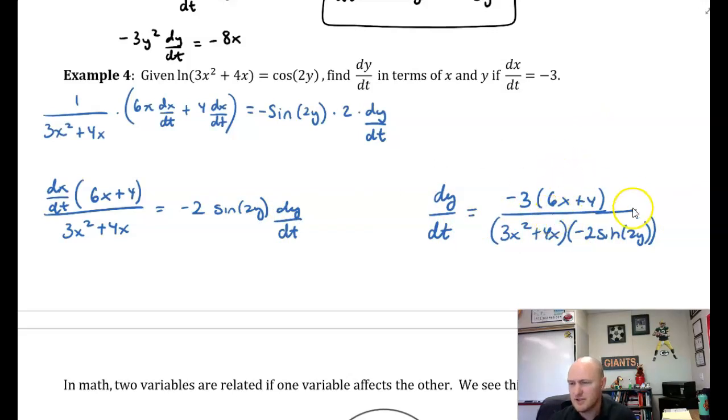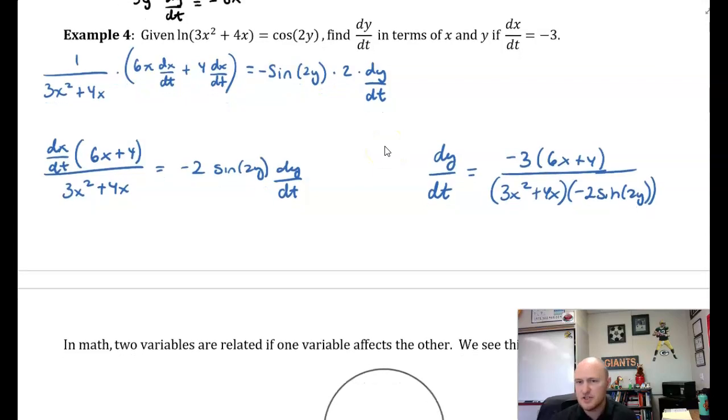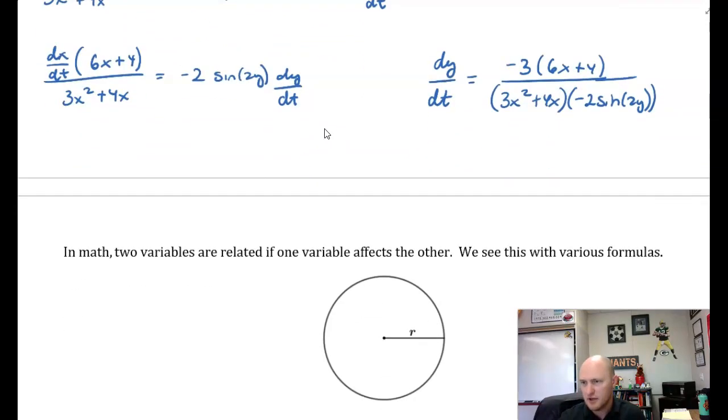All right, so there you have it. Very good. And I substituted the dx/dt, which is equal to negative 3 here. You could distribute that in if you wanted to, but there you go.